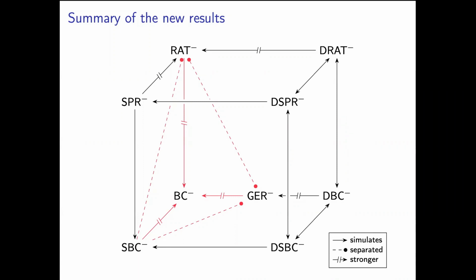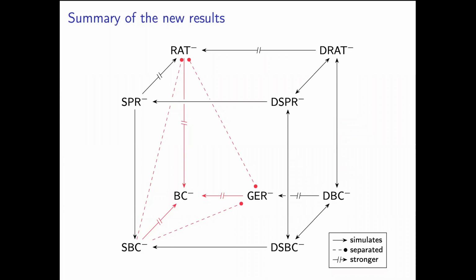For instance, I have this relationship between this system and this RAT system, which says that there is some sequence of pathological unsatisfiable formulas which is easy for this system, but hard for this system. So we know RAT doesn't simulate SBC, for instance. And the stronger arrow means that, for instance, DRAT simulates RAT, and also we know that RAT doesn't simulate DRAT. So it's strictly stronger. It generalizes it and is also not simulated by it.